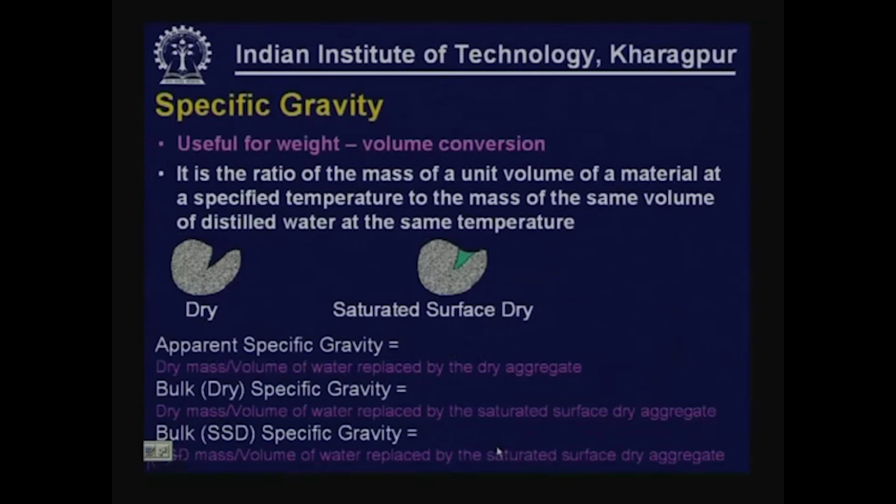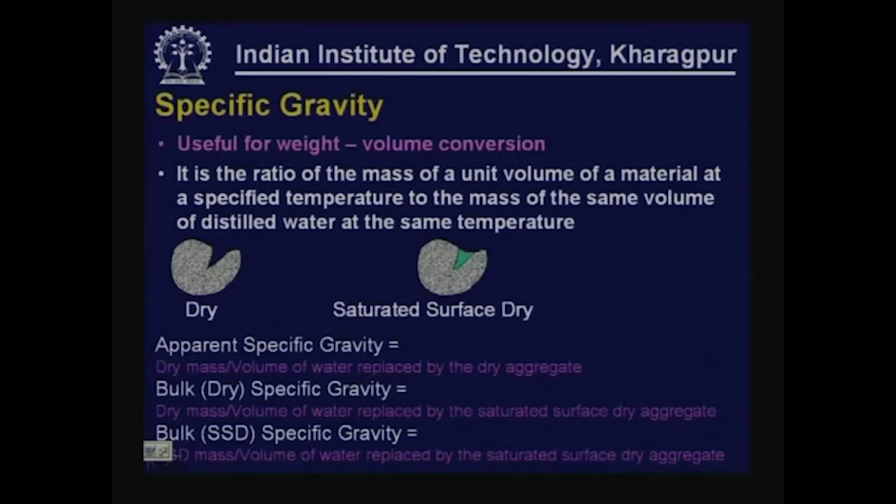The specific gravity of different aggregates is important as far as the weight to volume conversion is considered, because normally mixed design, bituminous mixed design is done in terms of volumetric proportions. So, we need to have the specific gravities of various proportions to convert it into weights into volumes.